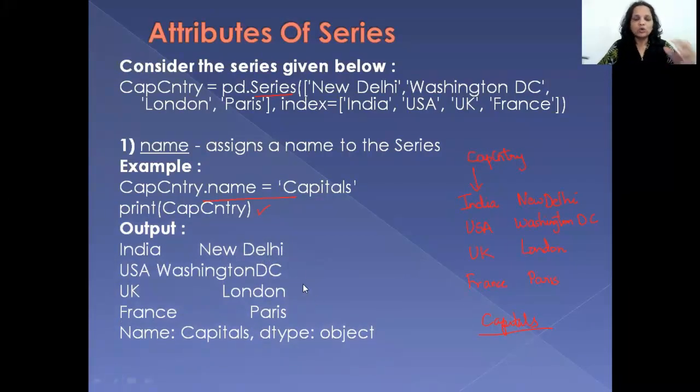Now you might wonder, then what is CAPCNTRY? CAPCNTRY is the name of the variable, because every series that we create is going to be stored in a variable, and that variable needs a name. So that variable name is CAPCNTRY, but the series now has been named capitals. Now, will I see anything about the name in this particular chapter? No. You will come to know what happens when you give a name in the data frame chapter.